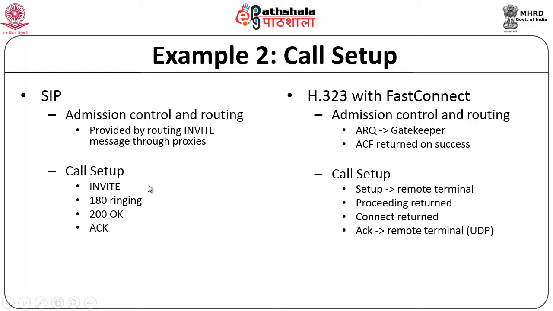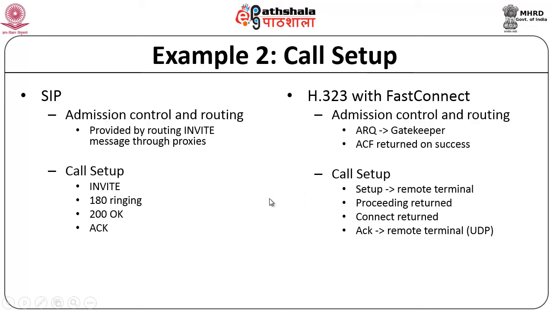And if you look at call setup, the messages exchanged would be like this. You will send an invite message, then you will have a 180 ringing which comes from the other side, a 200 OK indicating that the call is set up, and then an ACK. So these four messages sum up the entire call setup process for SIP. Whereas in H.323, you have a setup to a remote terminal. You will get a message saying it's proceeding, and then a connect message saying that it is connected. Finally you will have an ACK which is sent to the remote terminal, on top of UDP. So you can see that there is a difference in the kind of messages that are sent.